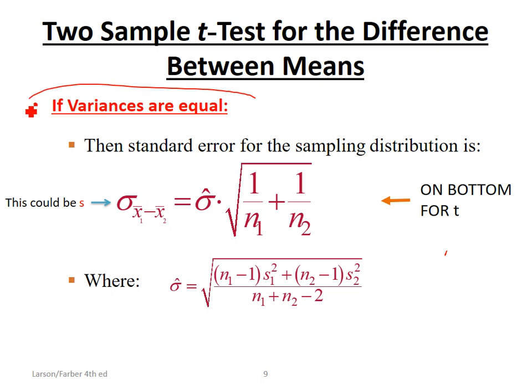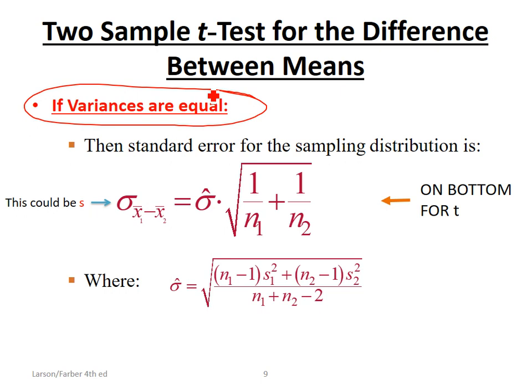Write this down. If variances are equal. So when you start the problem, there's going to be 2 different ways that the problem could go. The variances of the 2 samples could be equal. The variances of the 2 samples could be different. So we're going to have to decide. I shouldn't say you have to decide. In the problems that we do, they're going to tell you. Assume that the variances are equal. Assume that the variances are different.